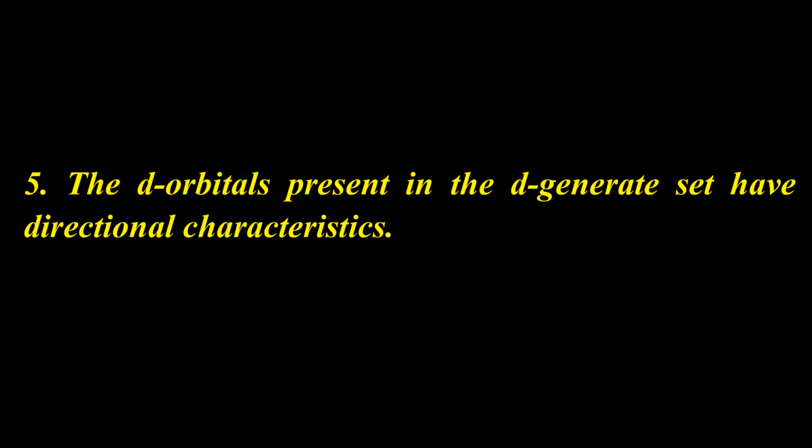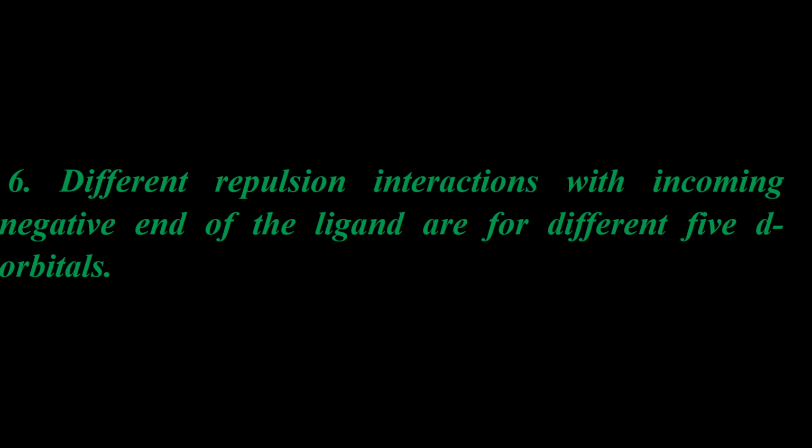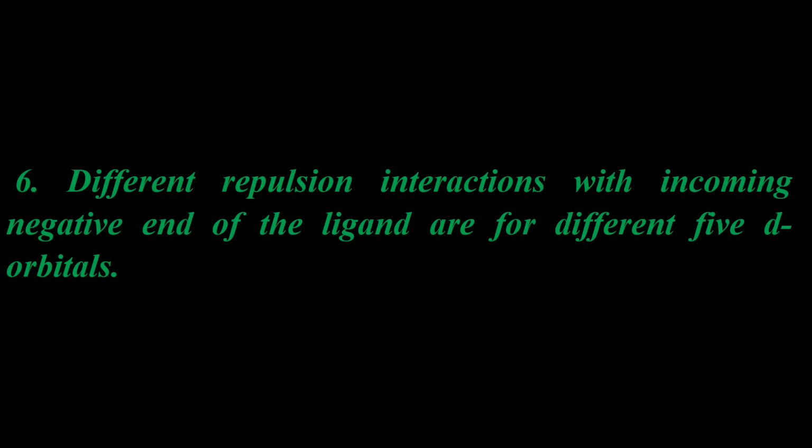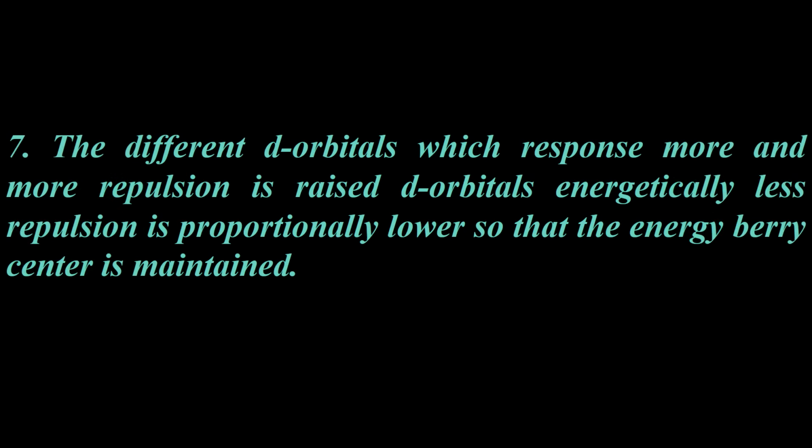The d orbitals present in the degenerate set have directional characteristics. Different repulsion interactions with the incoming negative ends of the ligands occur for the different five d orbitals. The d orbitals which respond more experience more repulsion and are raised energetically; those with less repulsion are lowered, so that the energy barycenter is maintained.